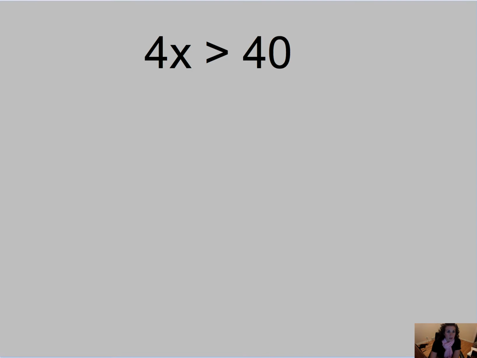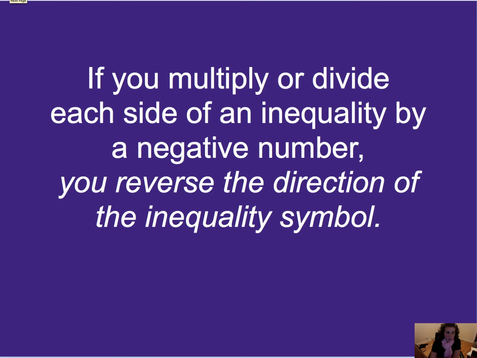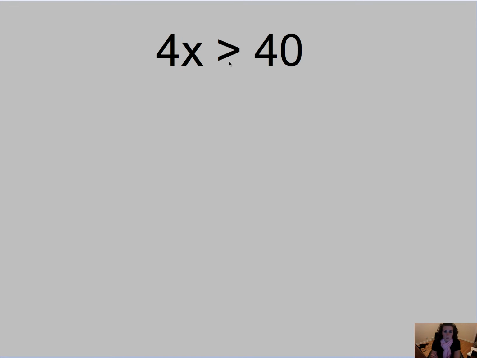4x is greater than 40, and we want to solve for x. But before we get to that, I want to highlight a few things in the notes that you took. First of all, it's only if you multiply or divide. Also, only if you multiply or divide each side and by a negative number. So only if all three of those apply. You multiply each side by a negative number or you divide each side by a negative number, then you reverse the direction of the inequality symbol. And what I mean by that is simply if you have greater than, you flip it to less than, and vice versa.